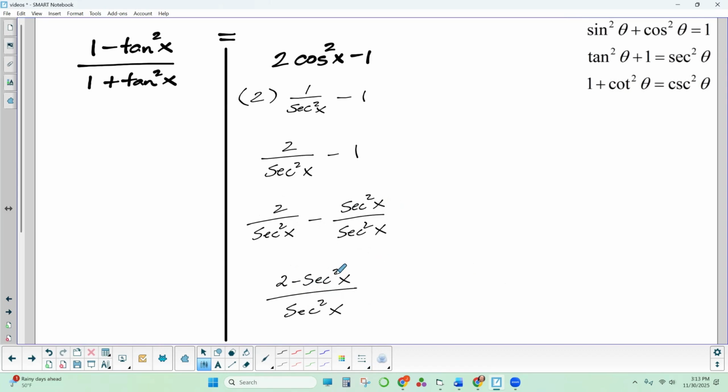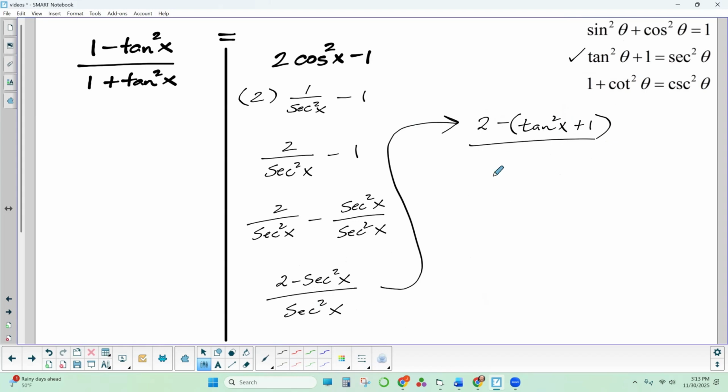Now I can replace secant squared x top and bottom using this Pythagorean ID right here. So that's what I'm going to do. I'm going to continue to work over here. I have 2 minus, and I'm going to replace this entire thing with tan squared x plus 1. And on the bottom, I'm going to replace secant squared x with the same. So now I will look over here at what I'm trying to achieve, and I'm going about it, I believe, the right way. I think I'm onto something here.